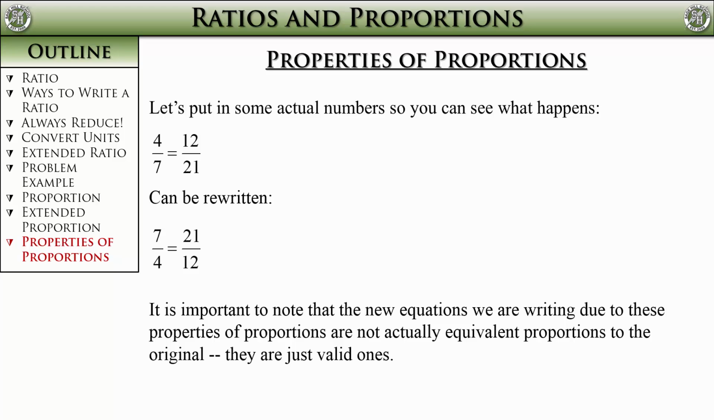The top proportion reduces down to 4/7 on both sides. The bottom one reduces down to 7/4 on both sides. Clearly those are not the same. It's just that this property of proportions lets me write a new proportion, which is valid. Both sides of the equation are equal.